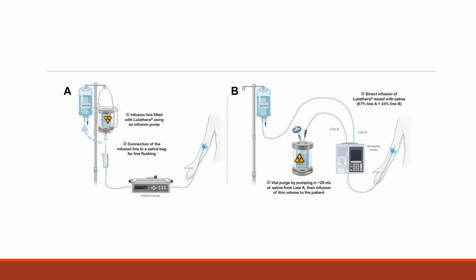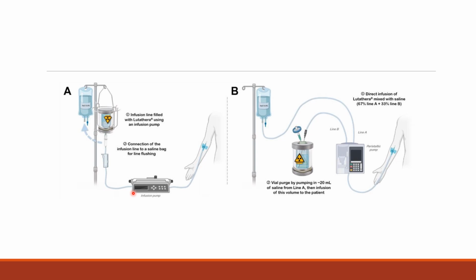Now, Lutathera is usually given through this reverse gravity method. And so this is the setup that's used a couple different ways. In image A here, it's the use of an infusion pump. This is 200 millicuries of a beta emitter, and it gets infused slowly. You're not going to sit there and hold it the whole time. That would be completely stupid and against ALARA. So we use a gravity method or we use an infusion pump. The infusion line is filled with Lutathera using the infusion pump, and then the connection of the infusion line to the saline bag for line flushing.